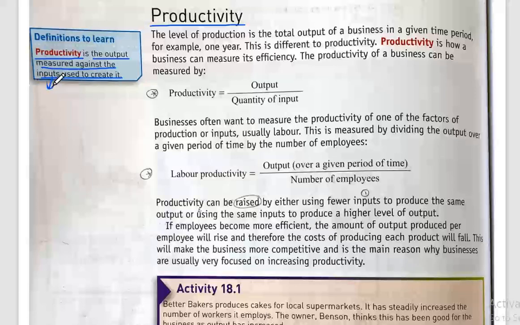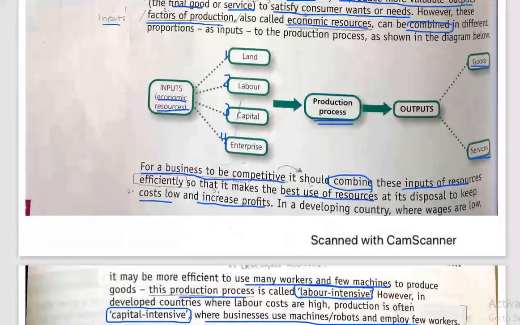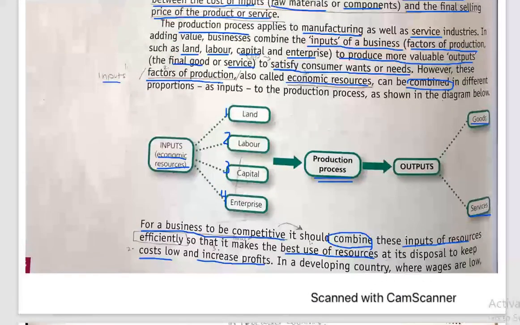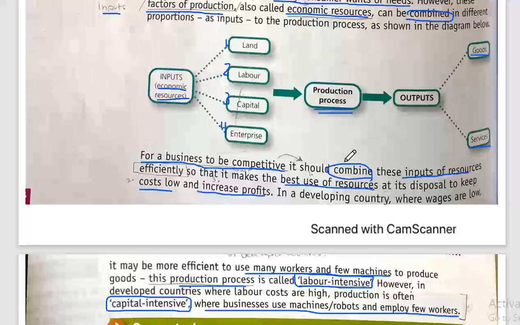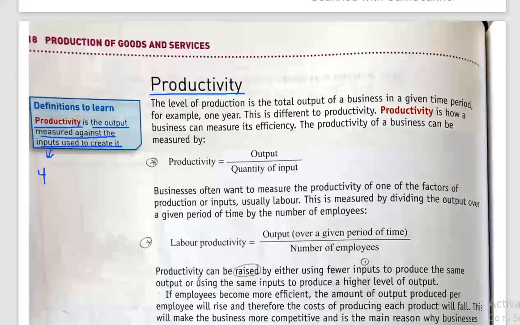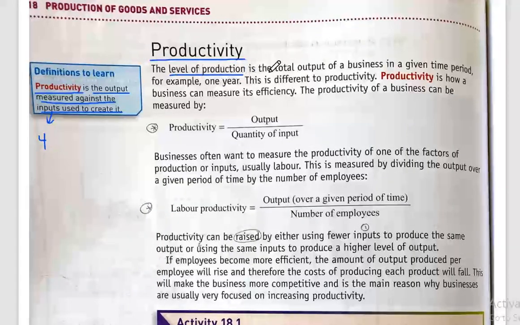And we said that they are the resources, the four factors of production: land, labor, capital, and enterprise. I make sure that I'm using these four factors in order to get the right amount of output. So the level of production is the total output of the business in a given time period.